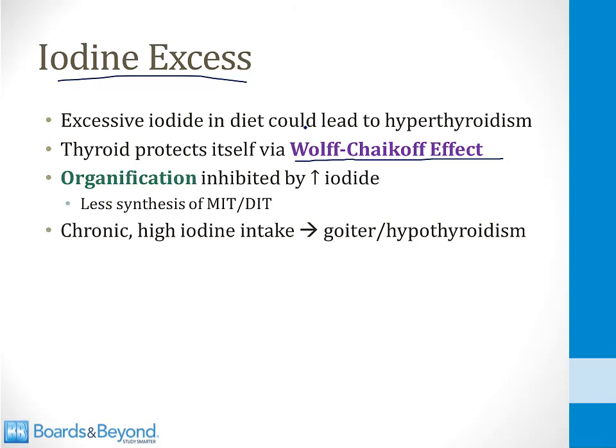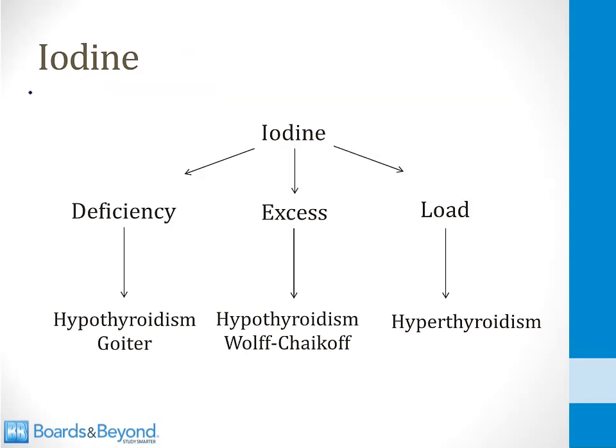Excessive iodine in the diet could lead to hyperthyroidism, but the body has developed a way to protect itself, and that's called the Wolff-Chaikoff effect. When there's excess iodine in the diet, this inhibits organification, so there is less synthesis of MIT and DIT in the thyroid gland. What this means from a clinical perspective is that patients who have chronic high iodine intake can develop goiter or hypothyroidism.